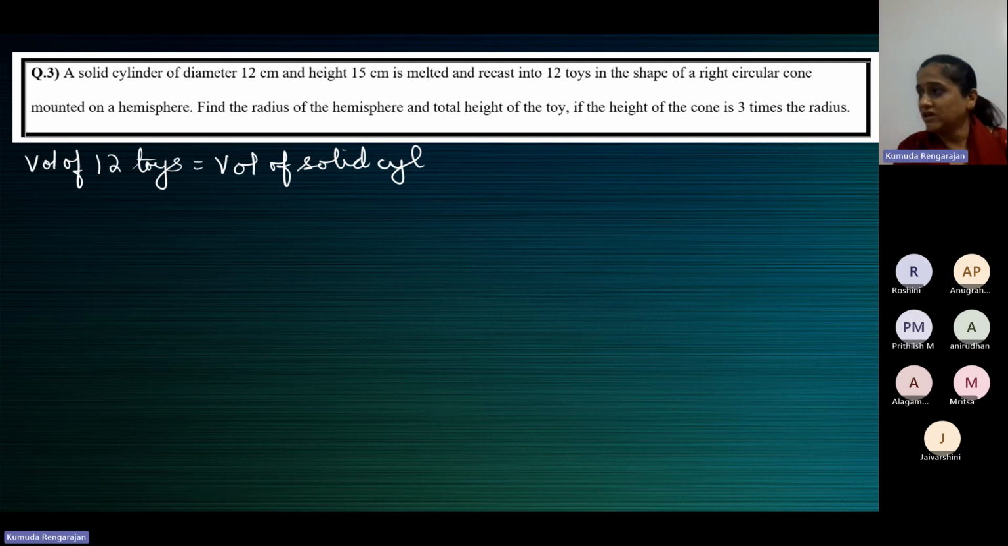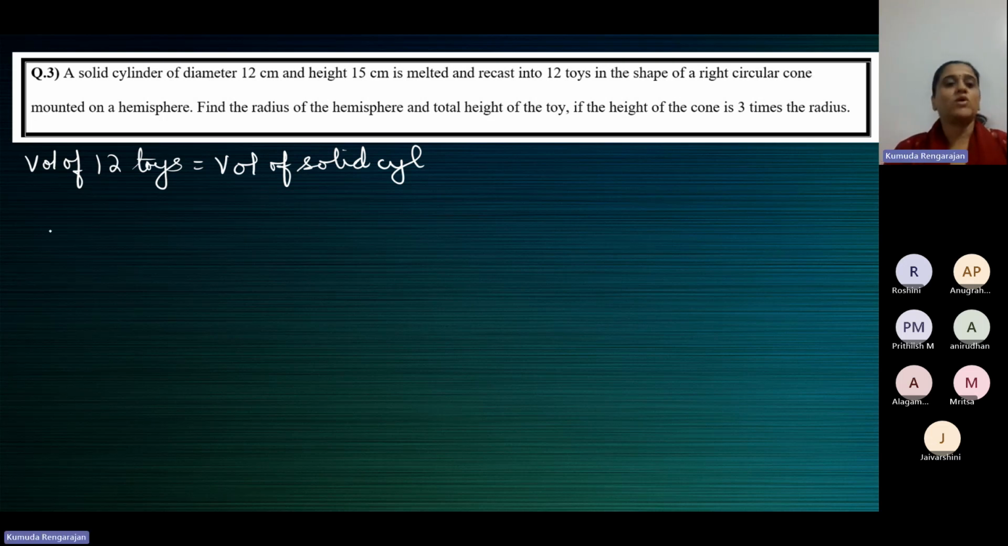See, volume of solid cylinder, what's the formula? Pi r square h. You know R, you know h also. So the RHS will become a number, no? So our unknown will be on the LHS. It is not that you have to write only like this, you can write it any way. But I have written like this because the RHS will become a number after substituting.